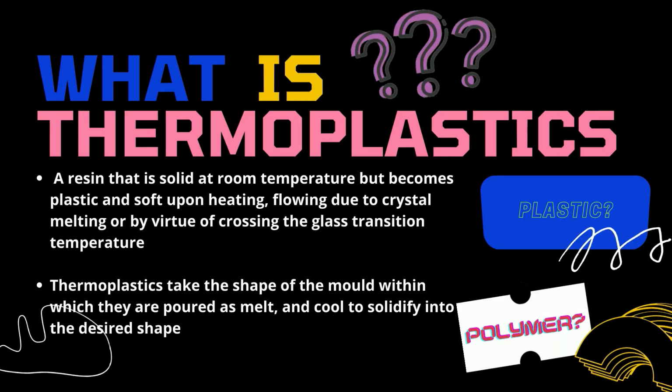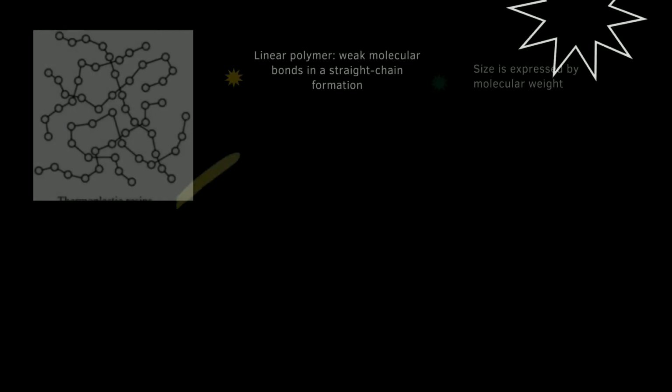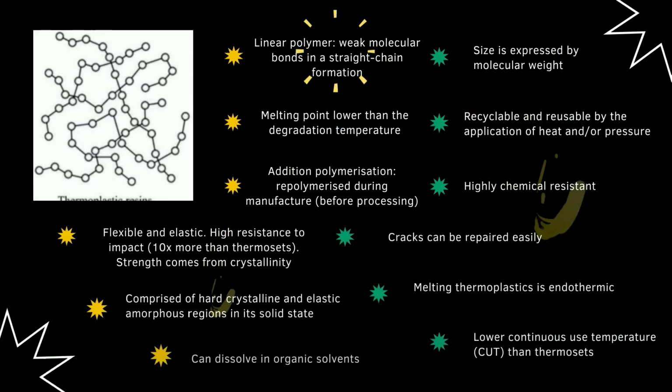What are thermoplastics? Thermoplastic is a resin that is solid at room temperature but becomes plastic and soft upon heating, flowing due to crystal melting or by virtue of crossing the glass transition temperature. Thermoplastics take the shape of the mold into which they are poured as a melt, and are cooled to solidify into the desired shape. For the thermoplastic properties, there is a weak molecular bond in the straight chain formation.